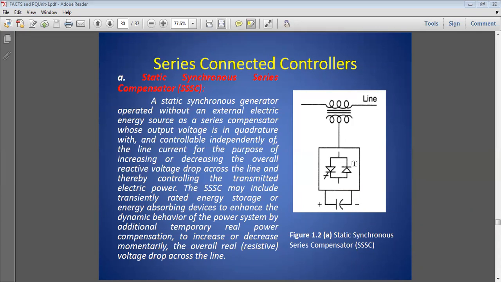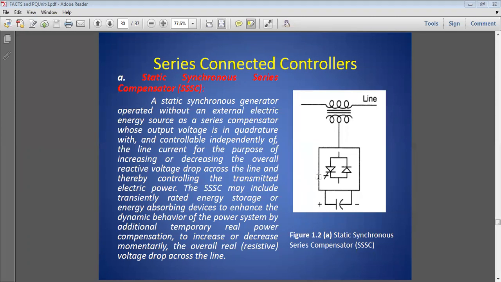It means that it is going to inject a voltage in series with the transmission voltage so as to maintain against the dips or decrease in voltage of the transmission line, isn't it? It is found that as the transmission line length increases, the voltage drops increase, and that reactive voltage drop is going to be suppressed with the help of the series compensator.